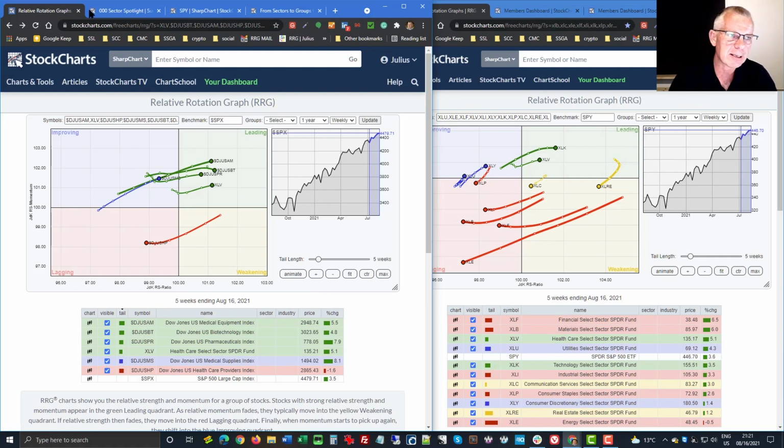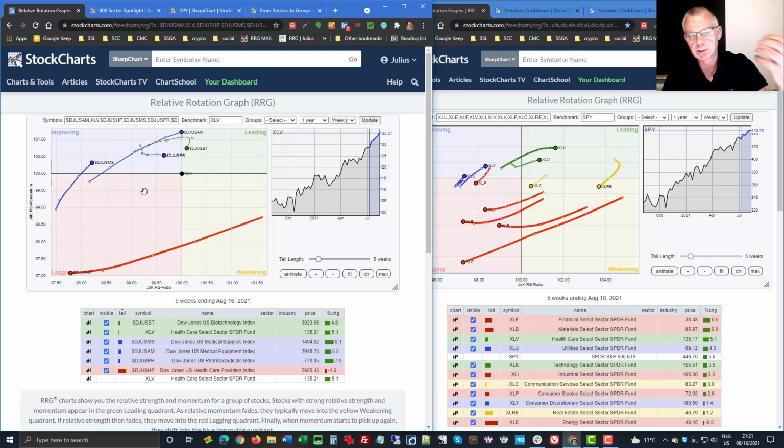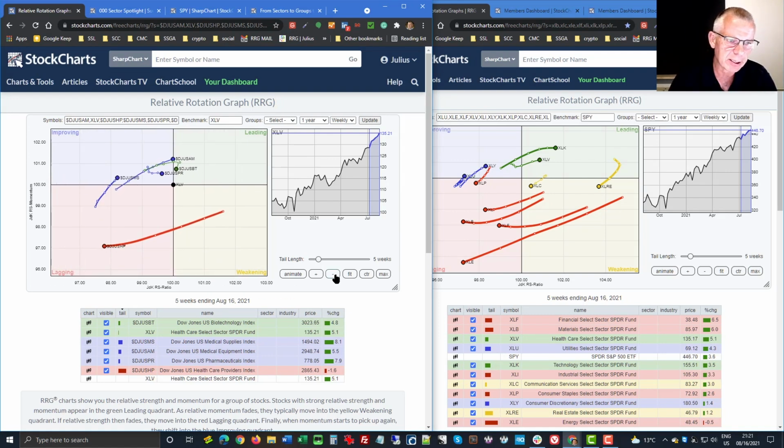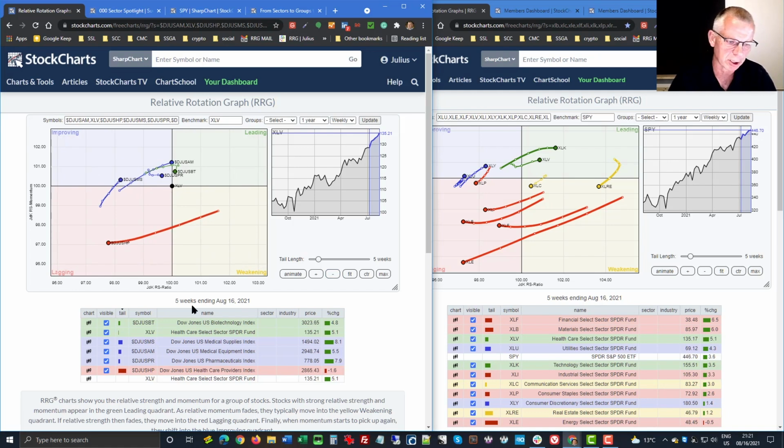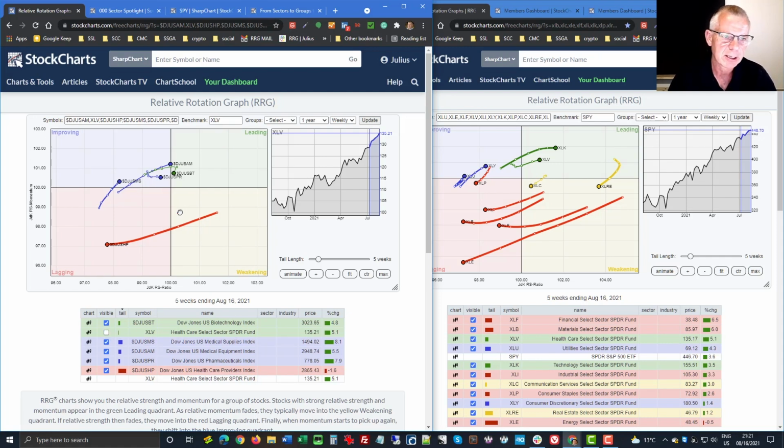Now, in the next step, what I did is I put XLV in the middle. So I took away the relationship with the S&P 500. I now put these groups against the healthcare sector. And now the healthcare sector, so XLV, is the center of the chart. What I then usually do is I tick it off, because I don't need that. I know that it is the center of the chart. And now you can have a look at all these individual groups, and you can find the group that's actually even better than the sector as such.